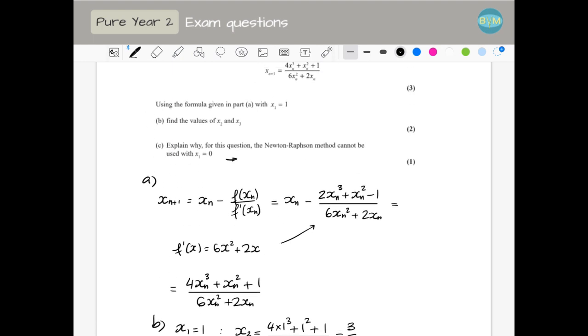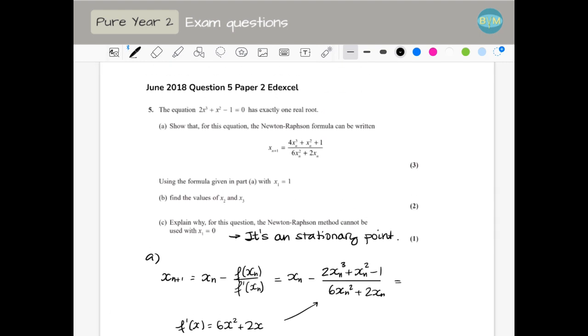So I just have to say that it's a stationary point. Therefore, you cannot use Newton-Raphson at a stationary point. And that's all with this question.